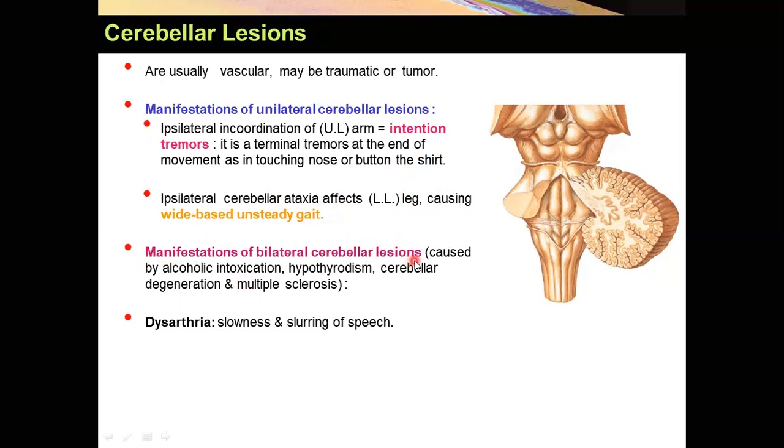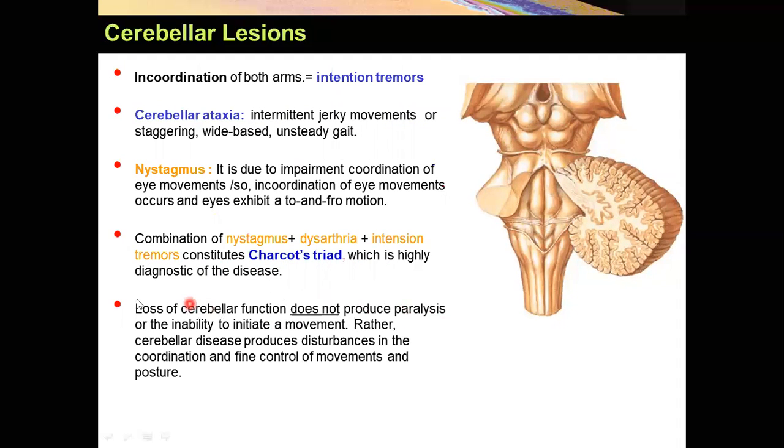Manifestations of bilateral cerebellar lesions, which are caused mainly by alcohol intoxication, cerebellar degeneration, multiple sclerosis, and hypothyroidism. Dysarthria is the slowness and slurring of speech, so speech becomes slurred and slow. There is incoordination of both arms, intention tremors, cerebellar ataxia, intermittent jerky movements, or staggering, wide-based, unsteady gait.